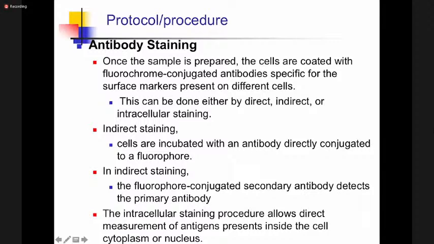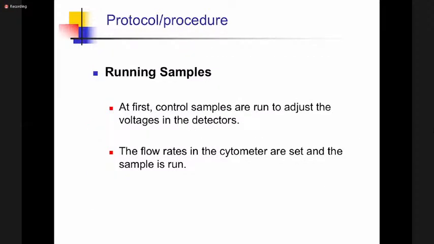And I mentioned to you the intracellular staining procedure allows for direct measurement of antigens present inside the cell. So it's not only the cell surface where you can check these markers of the cell, but you can also detect these markers in the cytoplasm or the nucleus of the cell. Then that means you have to cause little friction on these cells to expose the antigens which are in the cytoplasm or in the nucleus. Then after that, you now run your sample.